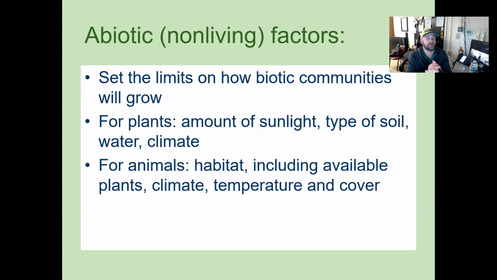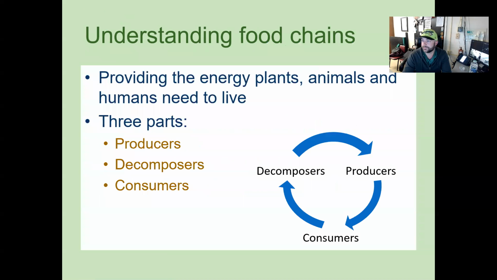Some abiotic, non-living factors set the limits on how biotic communities will grow. For plants, that's the amount of sunlight, type of soil, water, and climate. For animals, it's habitat, including available plants, climate, temperature, and cover.